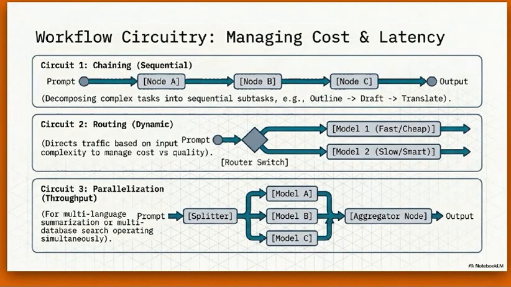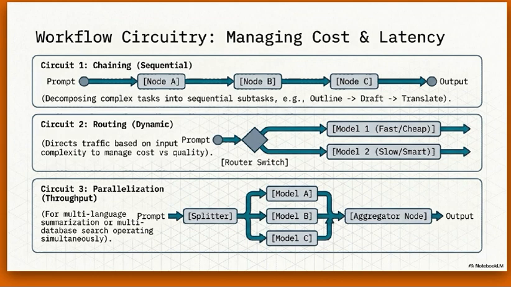And this feels like the holy grail of cost optimization. The diagram shows a prompt hitting a router switch. Yeah. Based on the input complexity, it routes the prompt down to a fast cheap model or up to a slow smart model. How does this router switch technically execute this without adding massive latency itself?